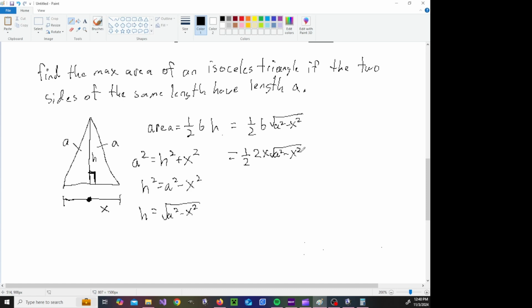So in reality, the base is 2x, so I can write this as 1/2 times 2x times the square root of a squared minus x squared. Well, 1/2 times 2 cancels out, so really my area function is just x times the square root of a squared minus x squared. Well, hold on. This feels wrong, right? So this is my area, and this feels like I need to do more, because I still have two variables. I have a and x.